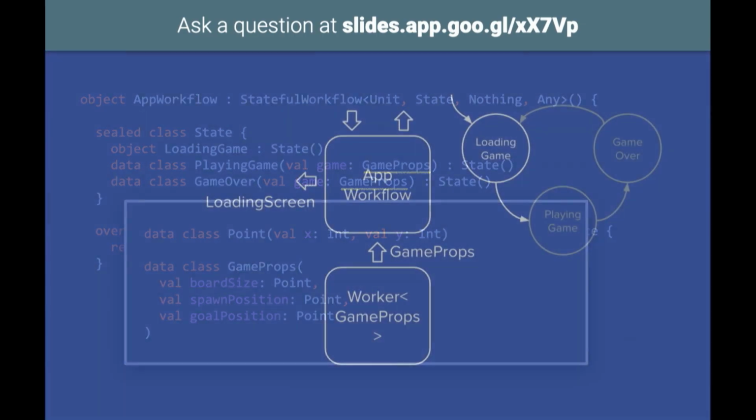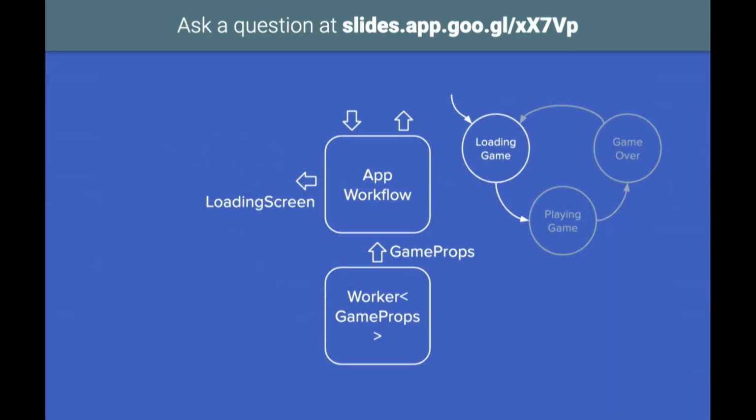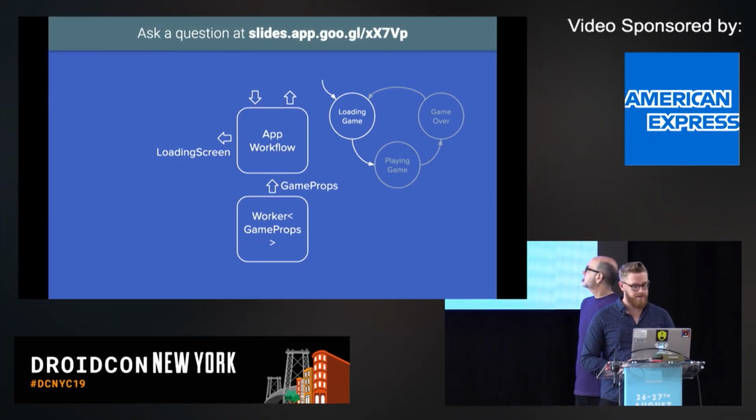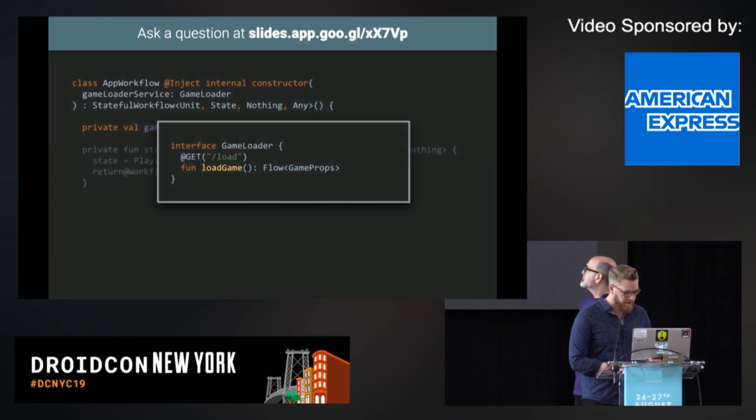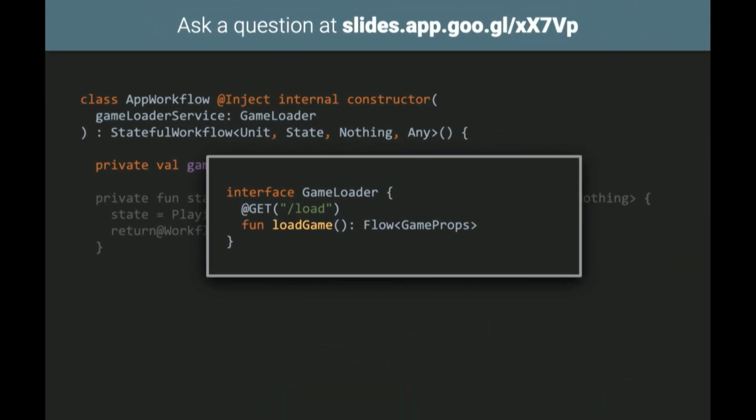So in the loading state, we have to kick off some asynchronous work to actually load this. We're going to use a worker like Ray just talked about, and this worker is going to eventually emit game props. While we're doing that, we need to show a loading spinner or something, so we're going to render a loading screen. So let's talk about this worker. We're going to write basically just a Retrofit service. It's going to return a flow of game props. This could be a suspend function or a single, whatever you're using. Basically, any asynchronous API can be turned into a worker.